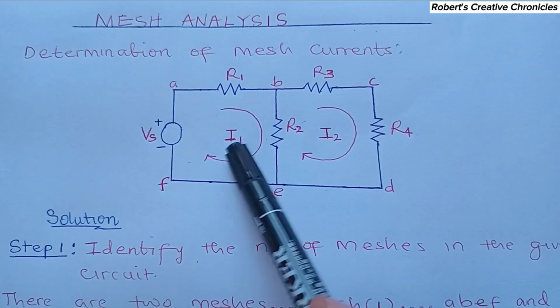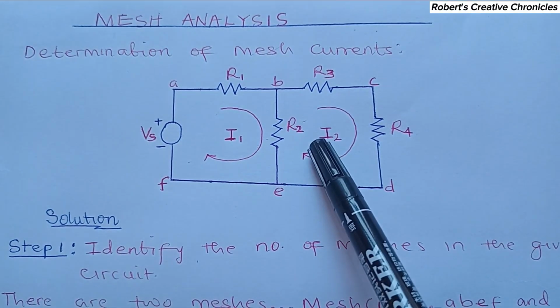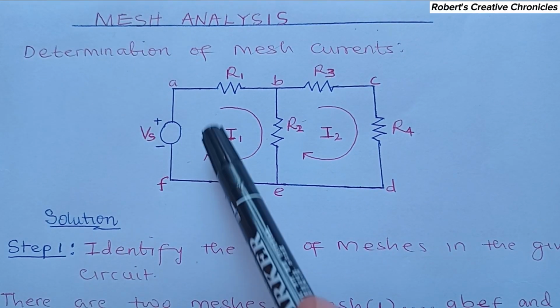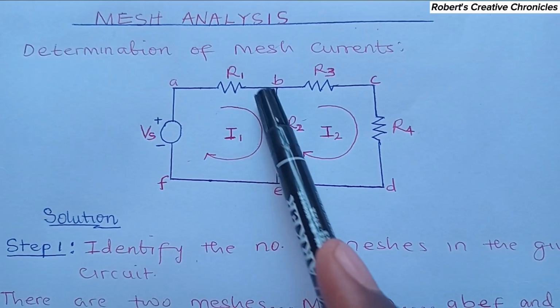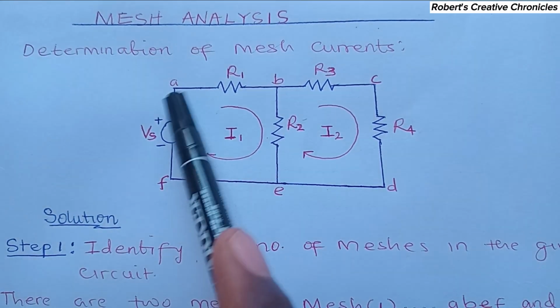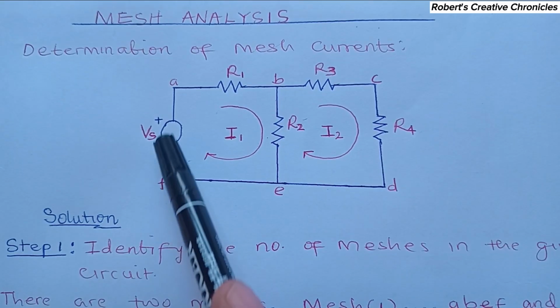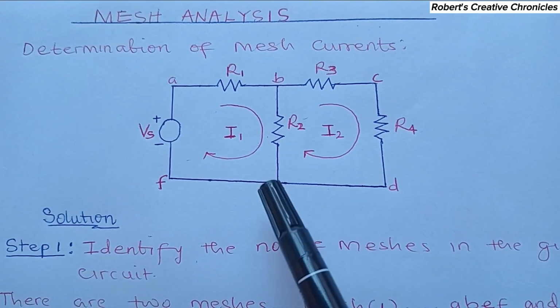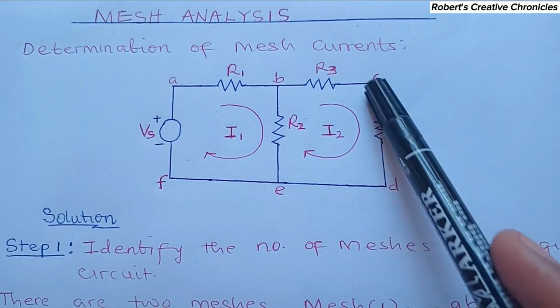In this one, there are two mesh currents, I1 and I2. But what's a mesh? A mesh is a closed path along a circuit element in which there is no other closed path within it. So there are two meshes here, A, B, E, F and B, C, D, E.